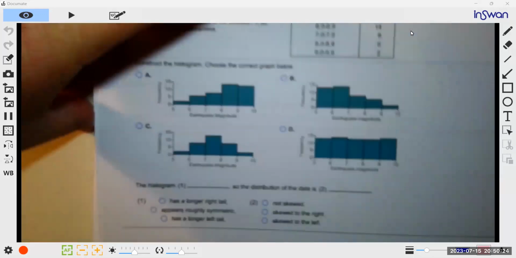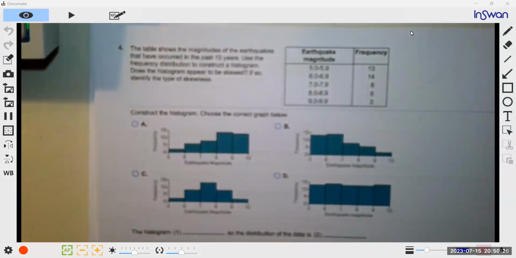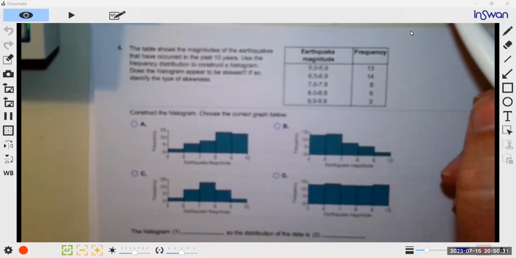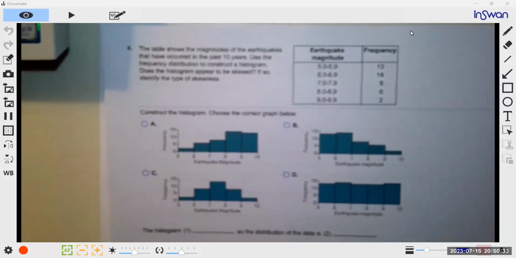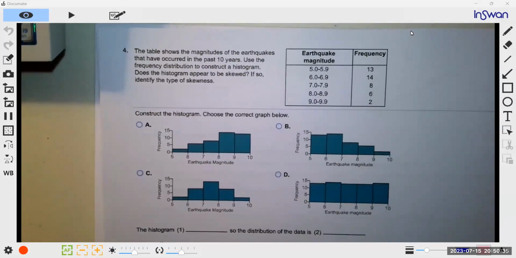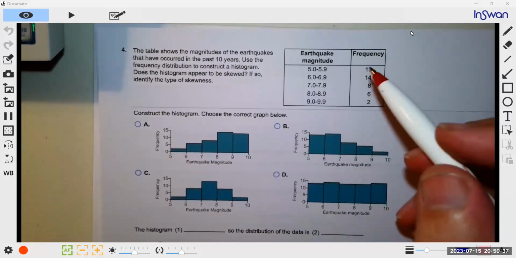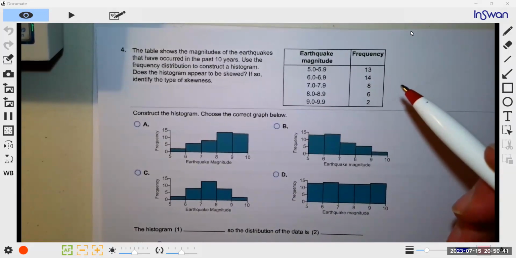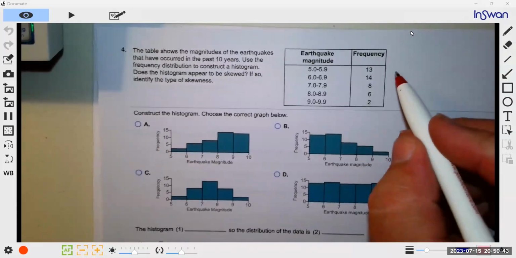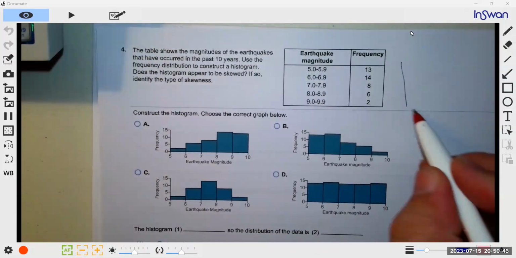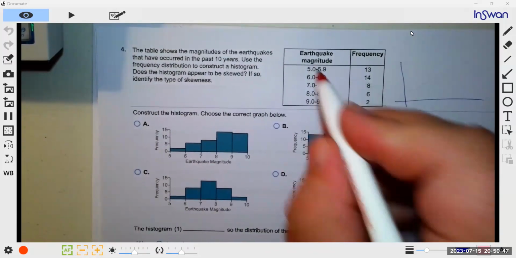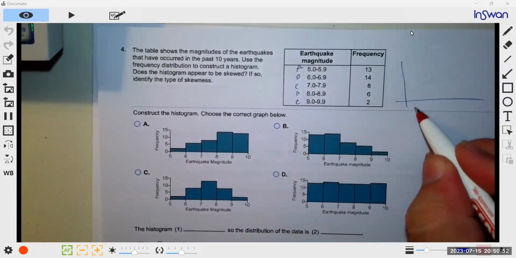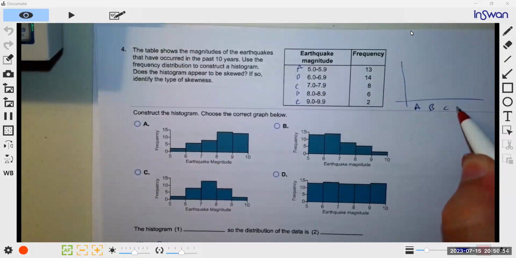Number 4. The table shows the magnitudes of earthquakes that have occurred in the past 10 years. Use a frequency distribution to construct a histogram. Does the histogram appear to be skewed? If so, identify the skewness. So if we were to do our own, this is A, B, C, D, E.